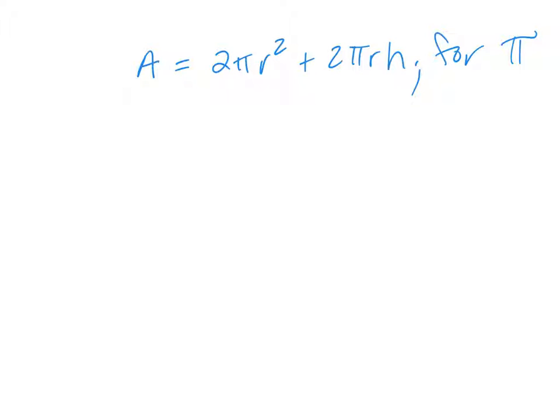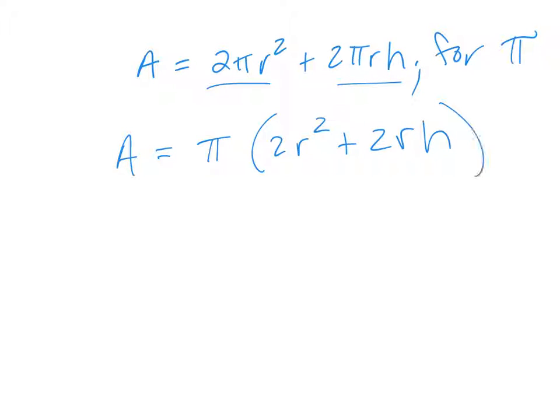All right, so on these two terms, like Luke said, you can't combine them because the letters are not the same. But each one has a pi, and I want to get the pi alone. So what I'm going to do is factor out the pi. Now look at that. If I multiply pi times 2r squared, don't I get 2 pi r squared? And if I multiply pi by 2rh, don't I get 2 pi rh? Yeah. So I can factor that out.